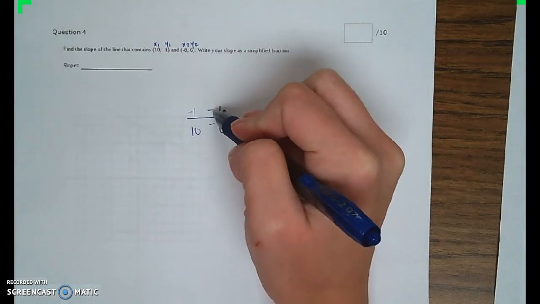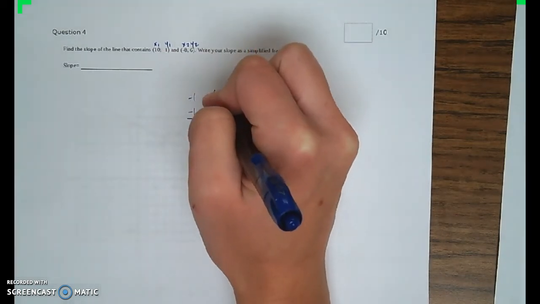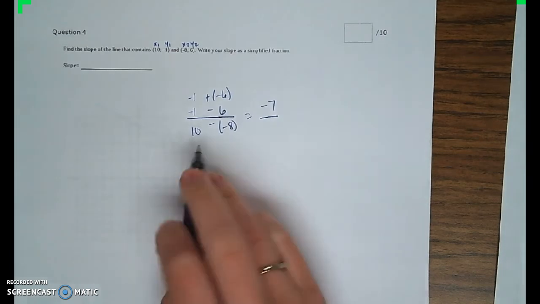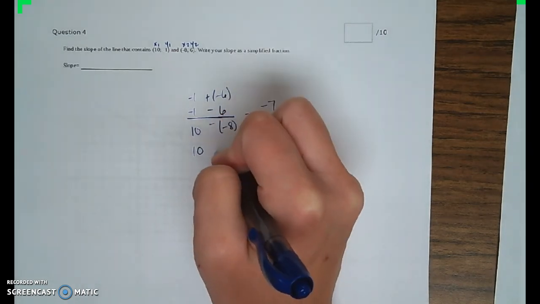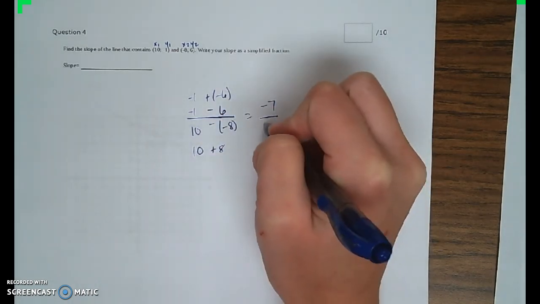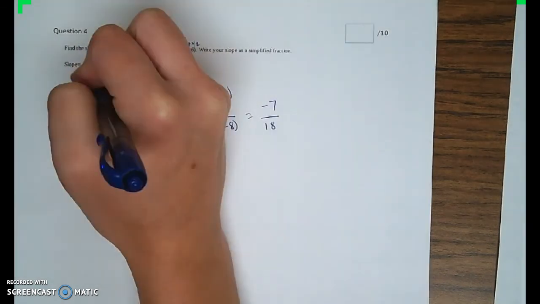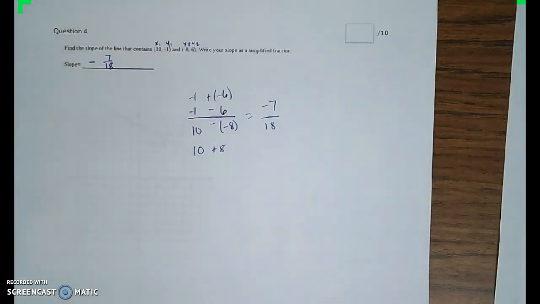If I have negative 1 minus 6, that's the same as negative 1 plus negative 6, which gives me negative 7 over, and then if I have 10 minus negative 8, that's the same as 10 plus 8, which gives me 18. So my answer would be negative 7 over 18. Remember to pull that negative out front.